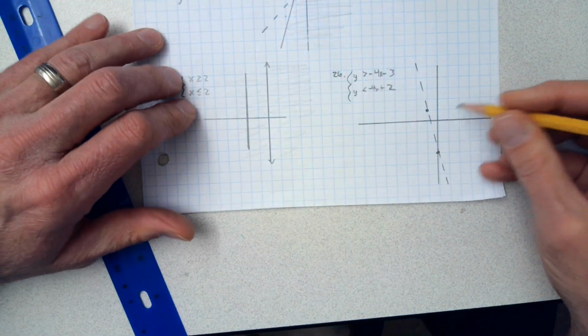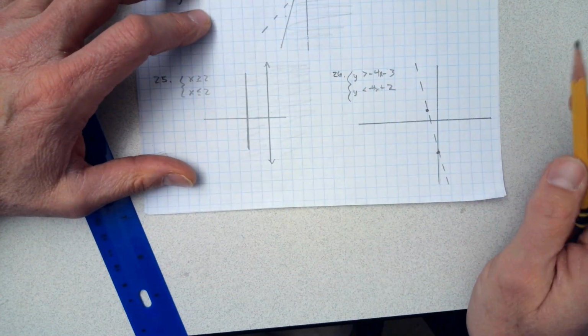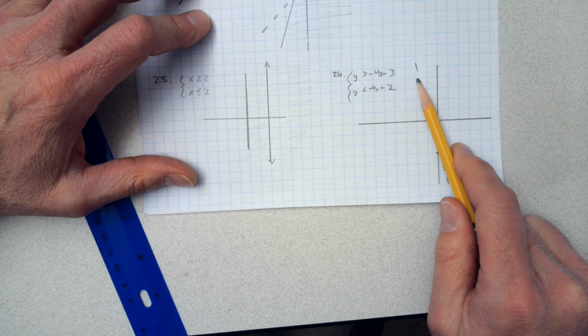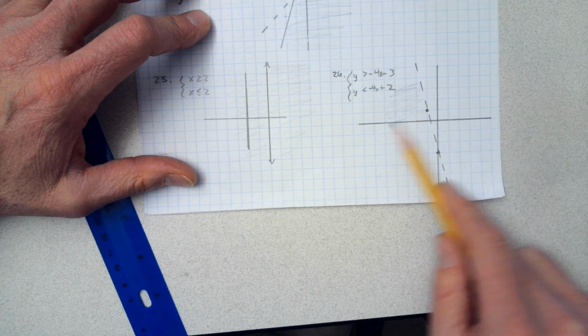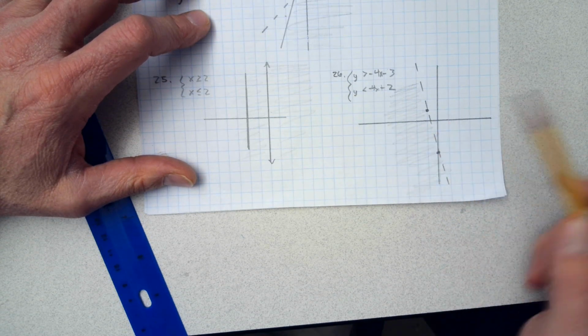Zero, 0 is a good test point for that. When I put it in there, it says 0 is bigger than -3. 0 is very much not bigger than -3. So it won't get covered up when I shade. I'll go kind of lightly over on this side of the line.